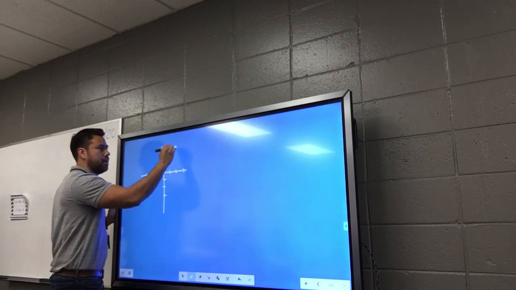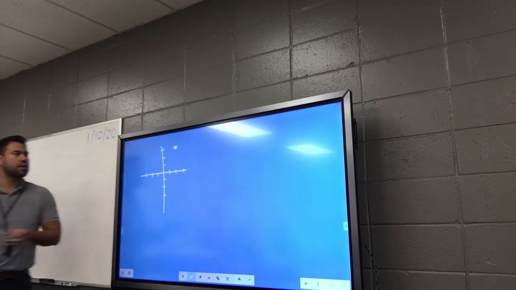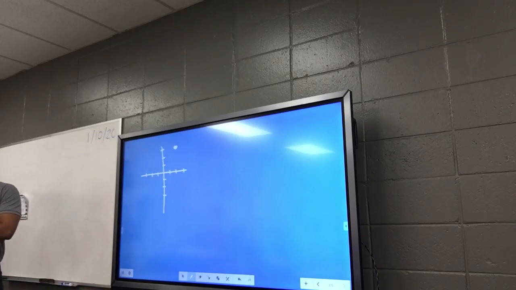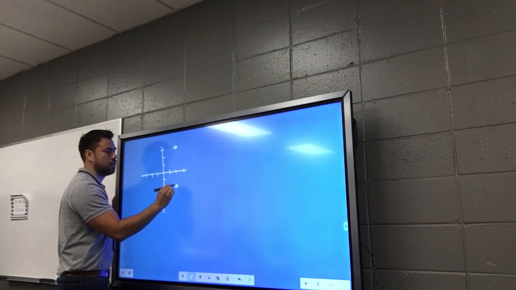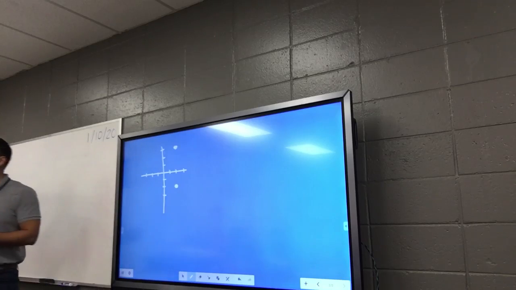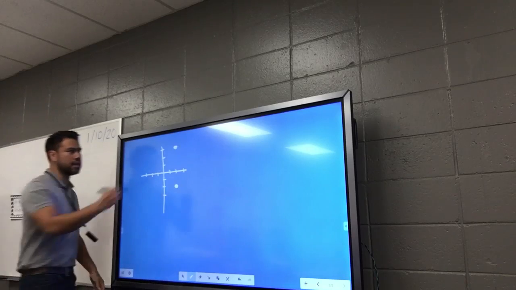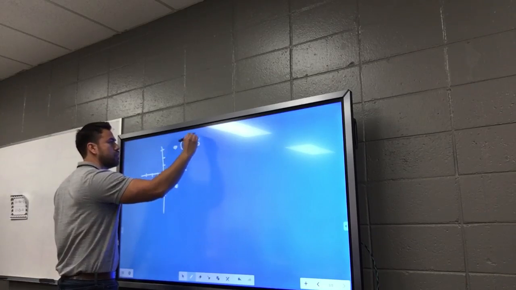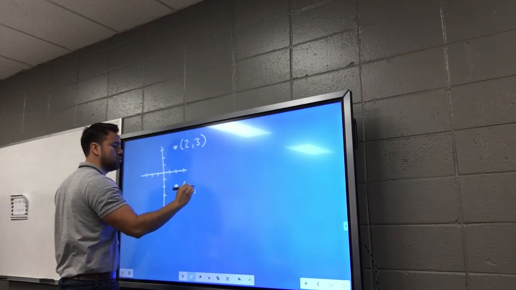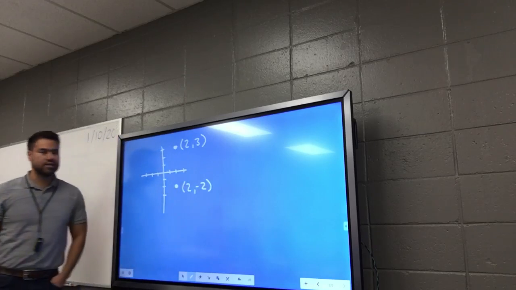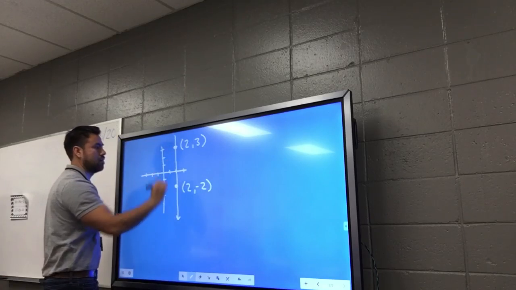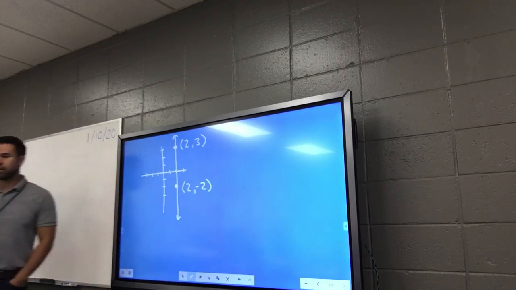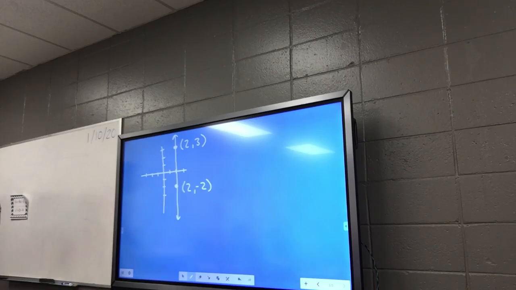2, 3. And then put another point at 2, negative 2. 2, 3 is the first one, and 2, negative 2 is the second. So those are your points, and connect them with a line. Don't forget your arrowheads, so you're saying it keeps going infinitely.